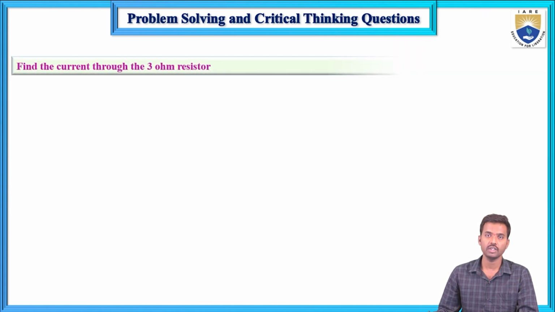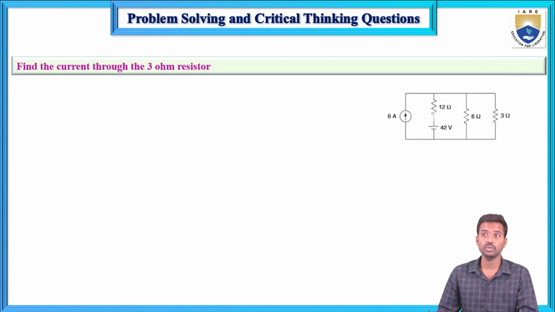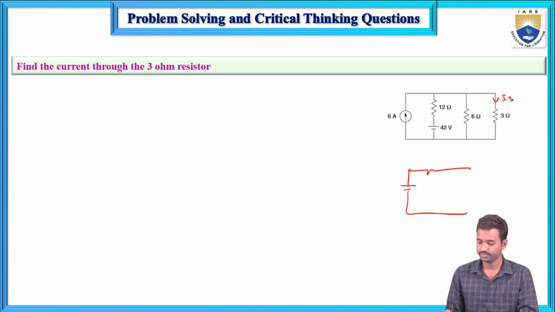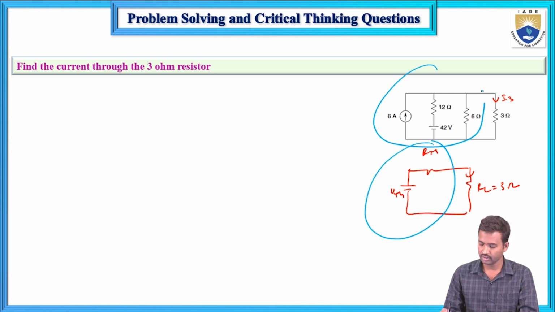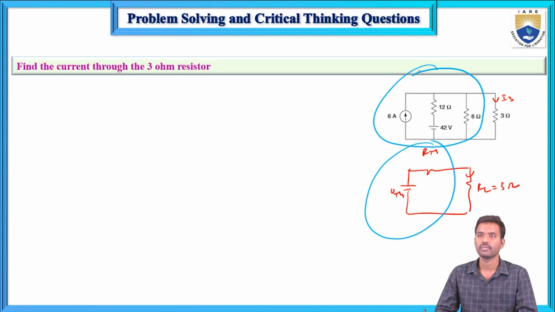Next, what about the third problem? Find out the current flowing through the 3 ohms resistor in the given circuit using Thevenin's theorem. The 3 ohms resistor is the load. This circuit is replaced by RL equals 3 ohms, with RTH and VTH, the Thevenin's equivalent circuit. This circuit and this circuit are the same, so the current flowing through the 3 ohms resistor is the same.